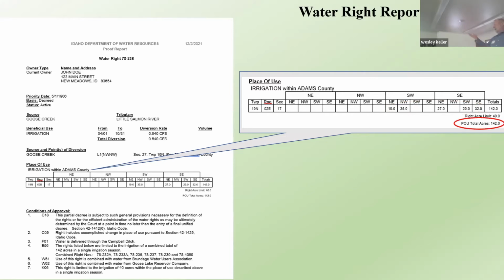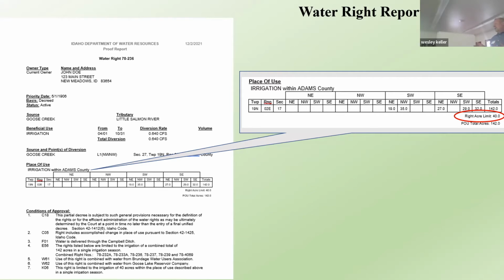So here now that table adds up to 142 acres, and we'll point out more how it's described in the conditions later. This right authorizes irrigation within 142 acres worth of area. But if you go to the next one, the acre limit is set at 40 acres. So this right authorizes 40 acres of irrigation within that 142 acres.